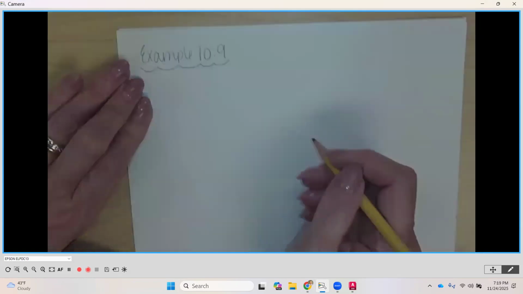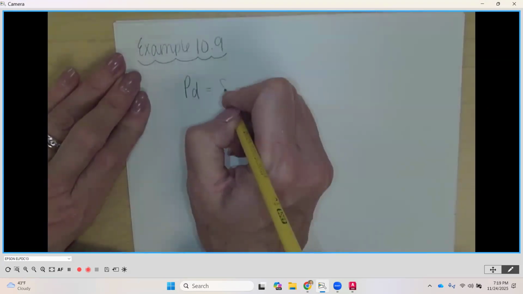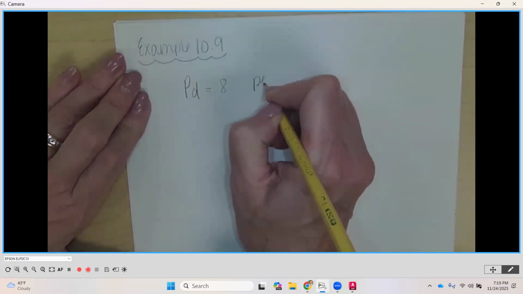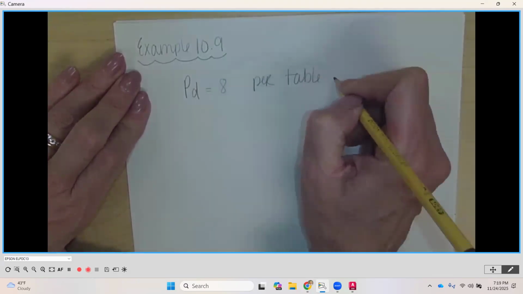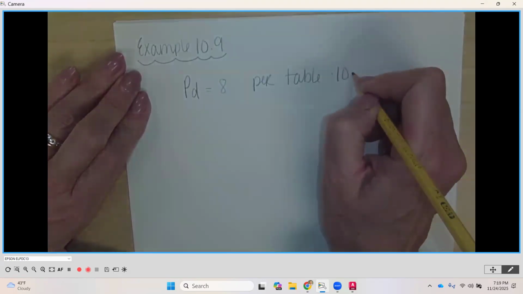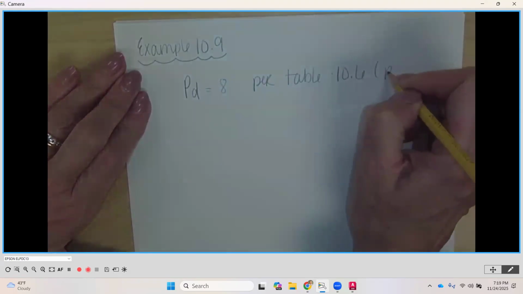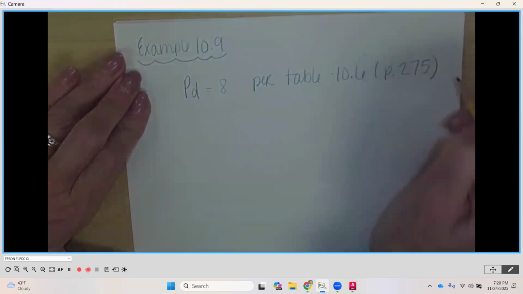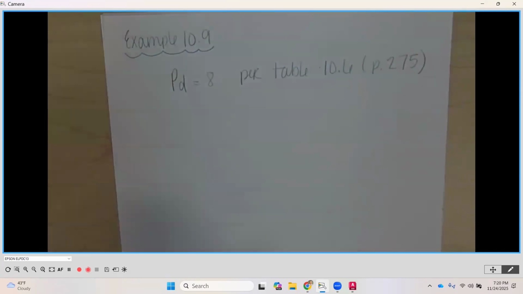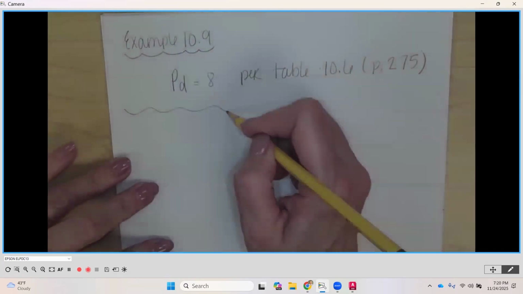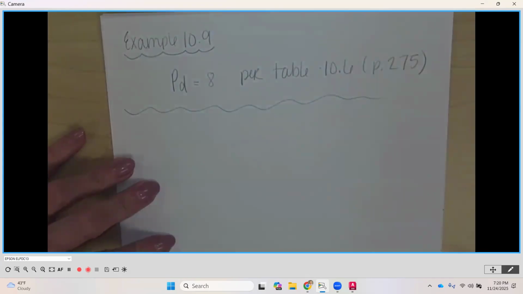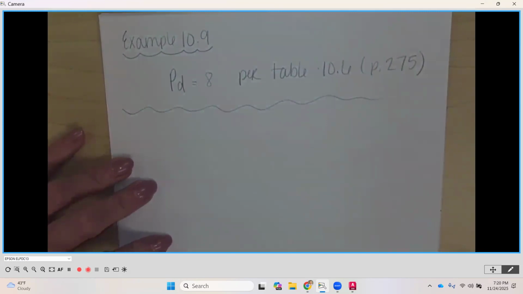So for this simple, short example, we're simply going to list example 10-9 and P_D equals 8 per table 10-6 on page 275, right? Yep. And that's it. Then we're done with example 10-9. Easy peasy. So it's just practicing using that chart. So diametral pitch of 8 per table 10-6 on page 275. Okay. That's all you have to write for that one.